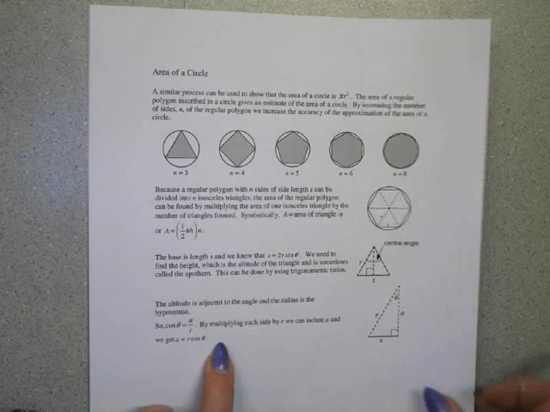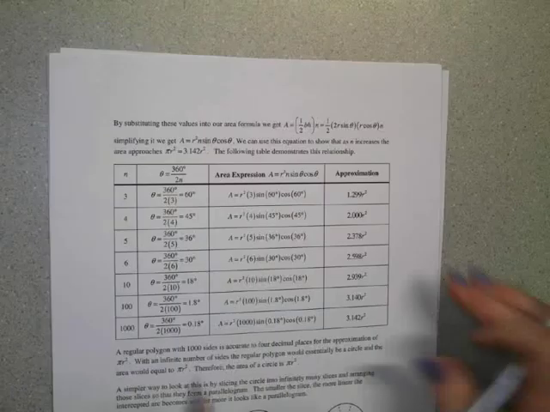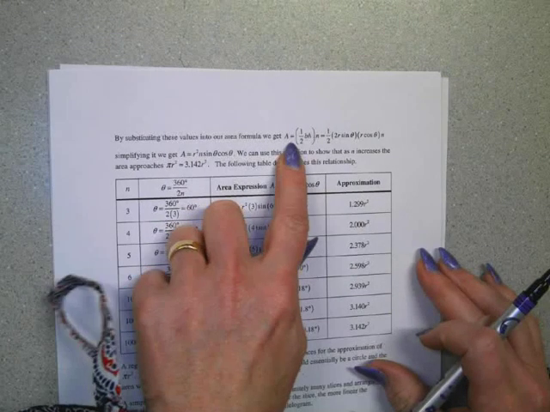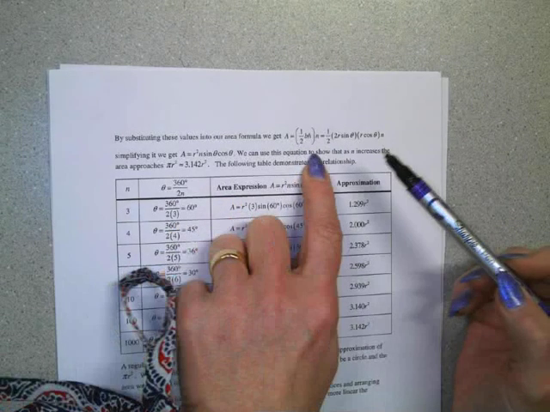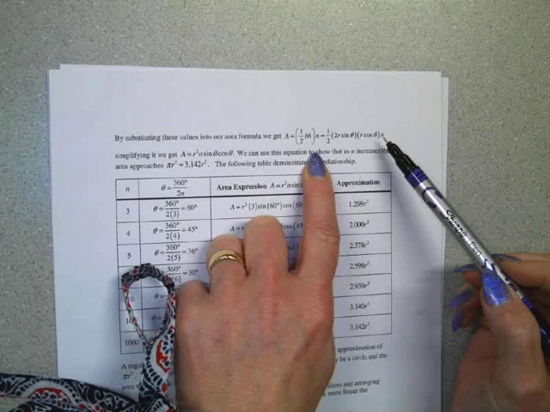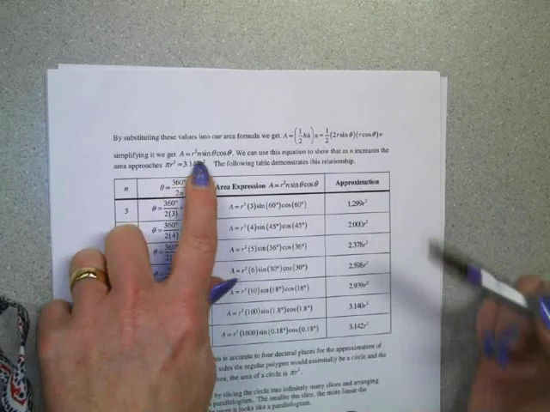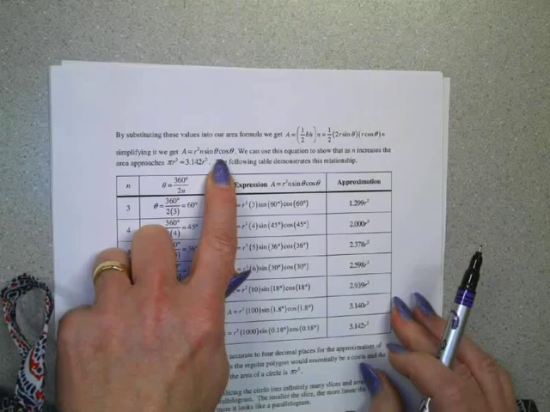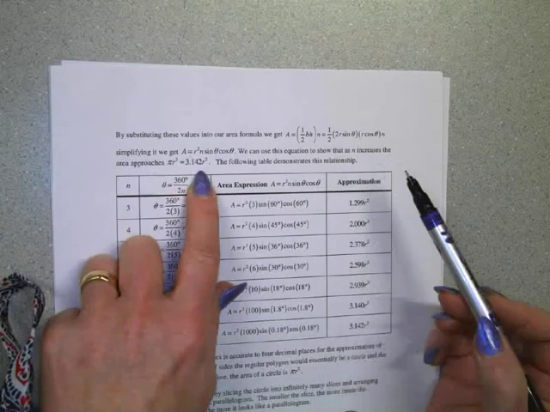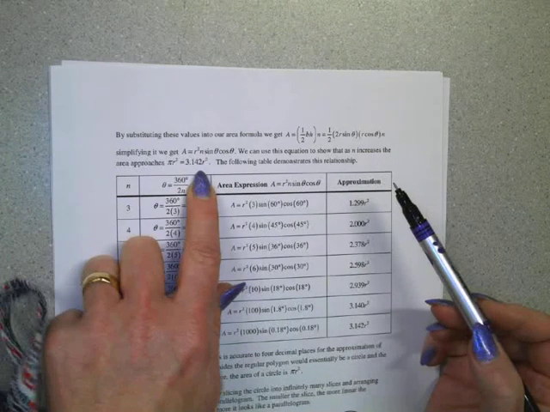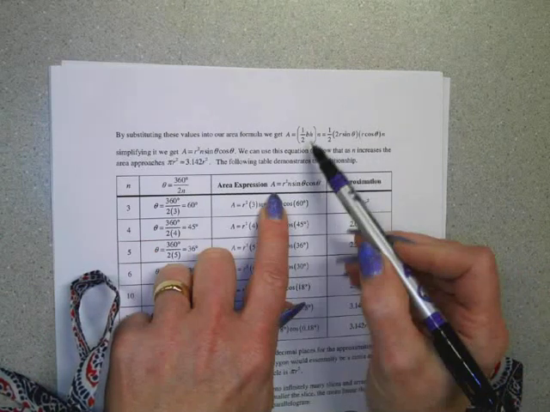Let's turn the page. Then it says, okay, let's substitute that. By substituting these values into the formula, we get area is equal to, here's my base, times my height, and then they simplify it all out and they get this craziness, and I'll let you think through that a little bit. And then we can use this equation to show that as n increases, we're going to get closer and closer to 3.142.